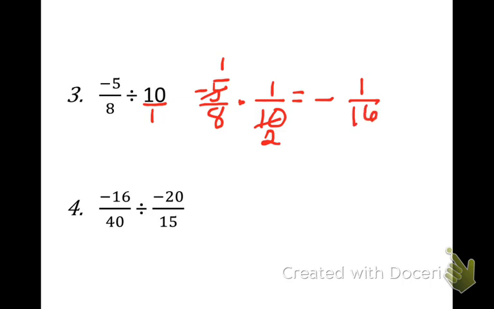This problem, again, if I look ahead, signs are the same, so I know my answer is going to be positive, so I don't even have to worry about my signs now. I want to multiply. The reciprocal of this second one would be to switch it, so it's going to be 15 over 20. Again, look for things to cancel. I'm going to divide the 16 and the 20 both by 4. I get 4 and 5.